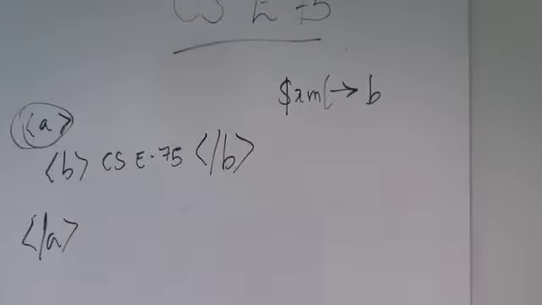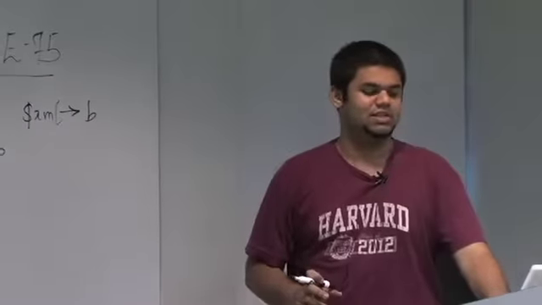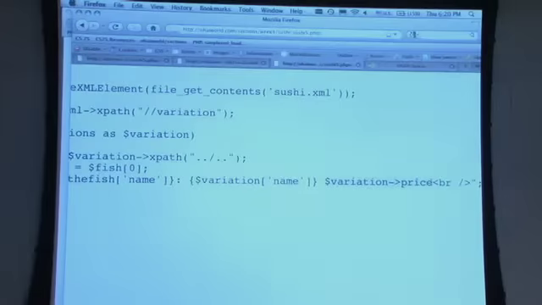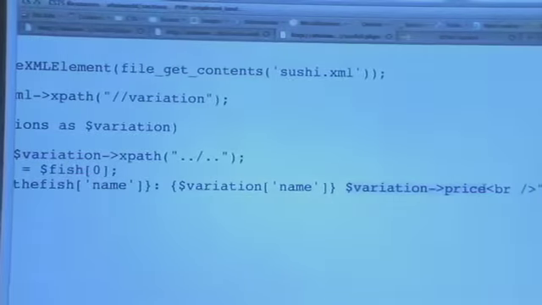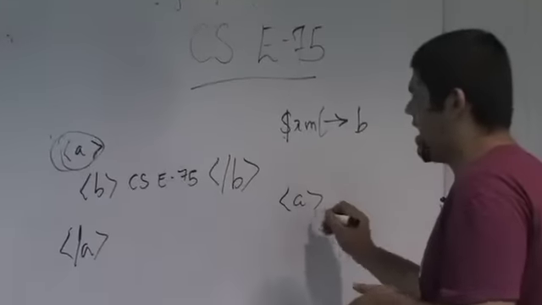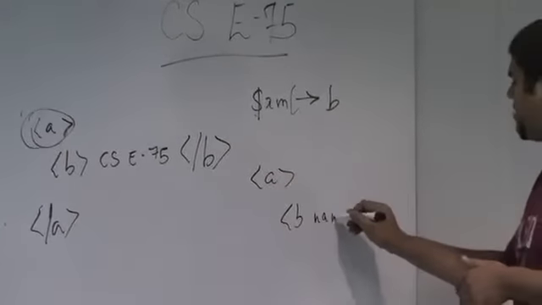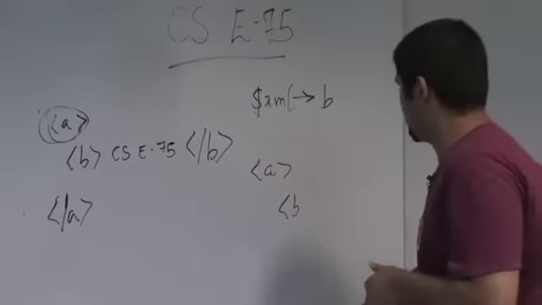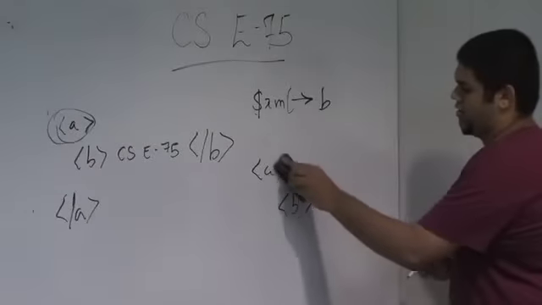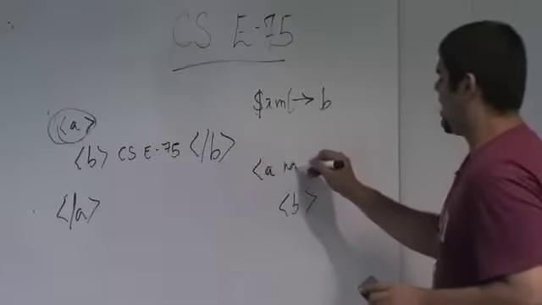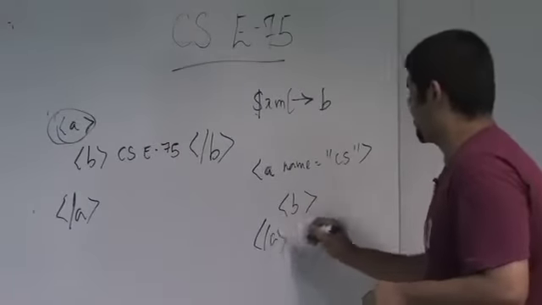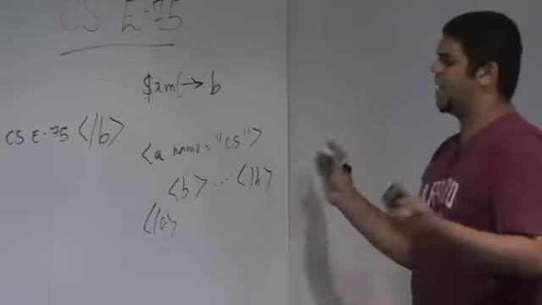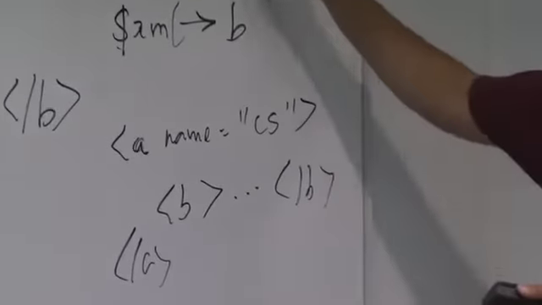So something like, for instance, you're basically just saying $variation of price, right? So if your XML root is stored in $XML, the way you would get at this is B. So let's say you have A, B, name. Actually, let's do it with A itself so that it's easier. A, and then you're saying name equals CS, right? And then your B has some data. Maybe it's the same, maybe it's not. Doesn't matter. How you would get at this is basically $XML.